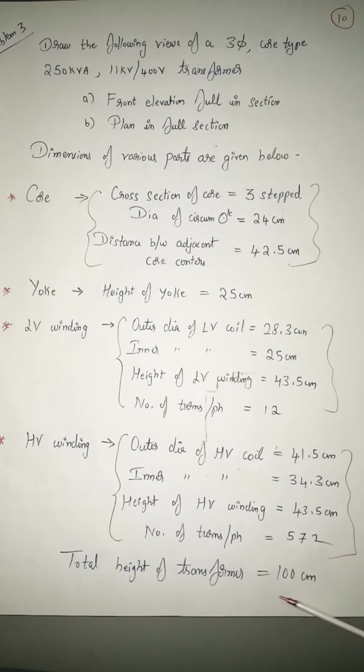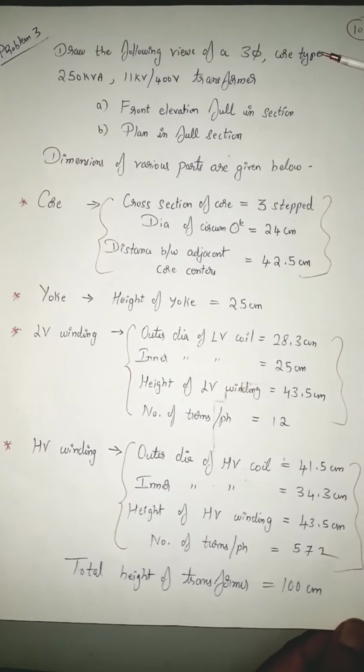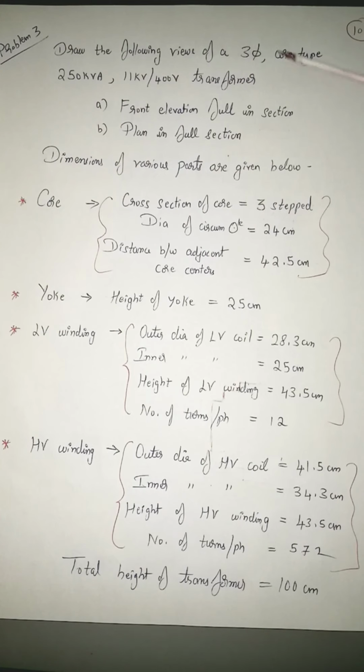Total height of the transformer is 100 centimeter. So this is the problem statement. Here in this problem you are expected to draw elevation and plan. And coming to the nature of the core, they have called it a 3-stepped core.